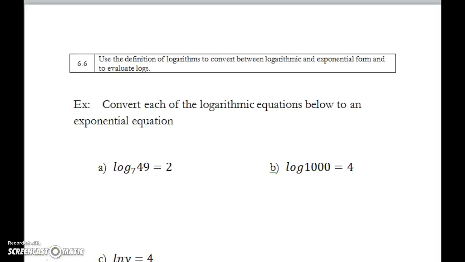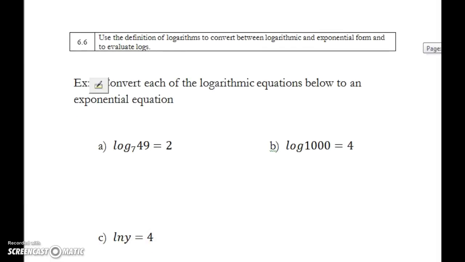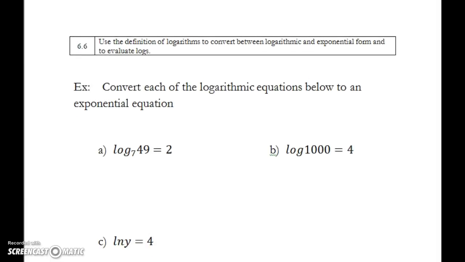Standard 6.6. Use the definitions of logs to convert between log and exponential form and also to evaluate logs. So let's look at all the pieces of this standard. Our first set of examples asks us to convert from the log equation to an exponential equation. And what we want to remember is the following rule.